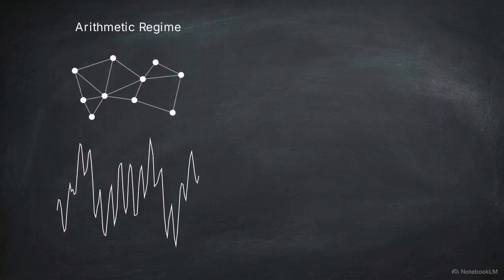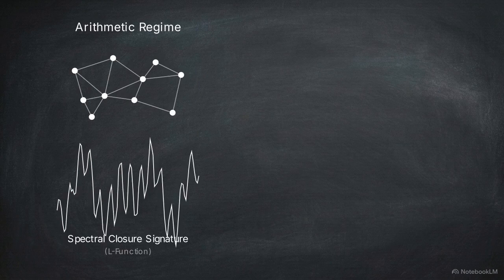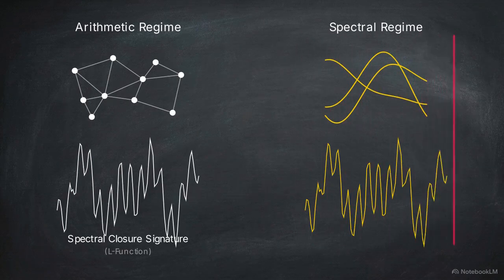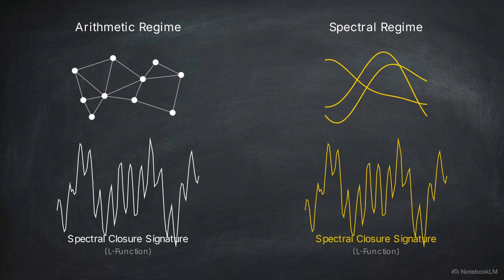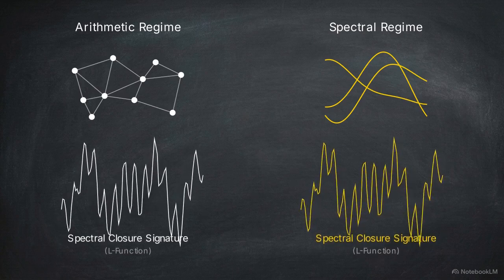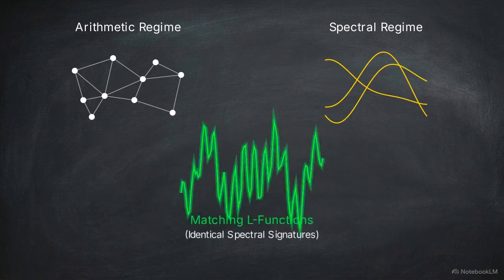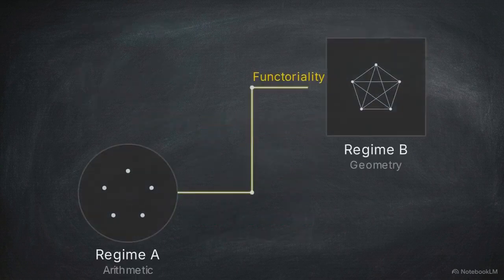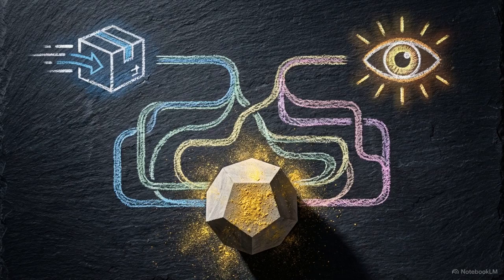This is the role of L functions, acting as spectral closure signatures. These signatures provide a detectable fingerprint of the structure once it arrives in the spectral domain. When an arithmetic regime and a spectral regime output matching L functions, closure equivalence is verified. Functoriality is simply the name for this lawful, closure-preserving transport between different regimes. Representation provides the portability, while spectral signatures provide the visible proof of generative unity.